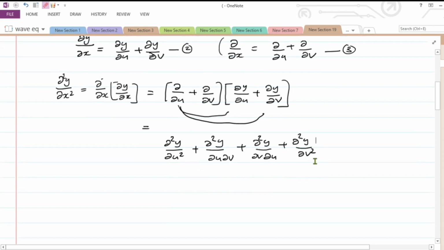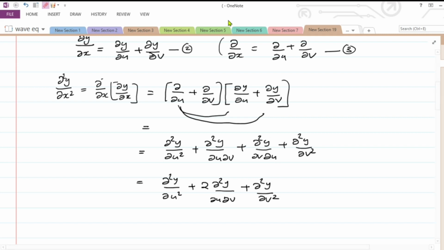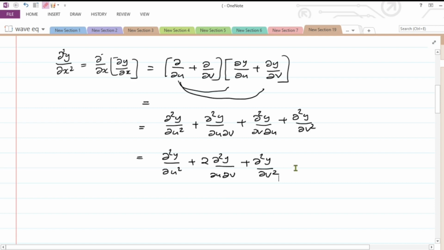Actually this is equal to dou square y by dou u square plus 2 dou square y by dou u dou v plus dou square y by dou v square. We can keep this as equation number 4. So this is what dou square y by dou x square is.